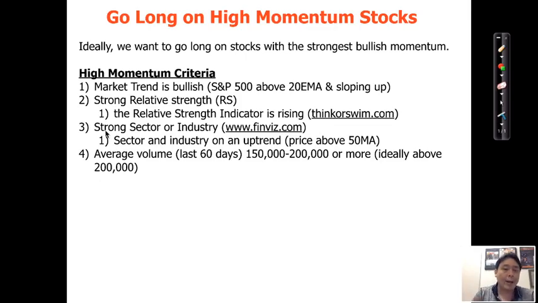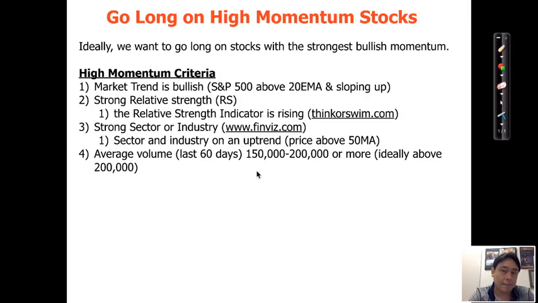Next, I always want to ensure that when I go long on a stock, the stock belongs to a strong sector or industry. In other words, the sector and the industry the stock is in should also be on a strong uptrend. And I can check this out by going to Finviz and going to Groups, Sector, and Charts. And I'll show you an example in a short while. Finally, the stock which I go long on must have strong average volume of at least 150 to 200,000 shares traded per day.